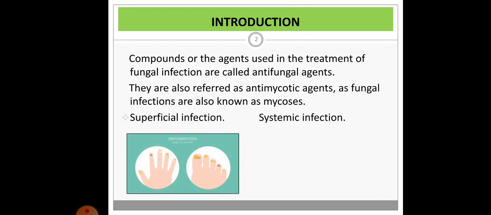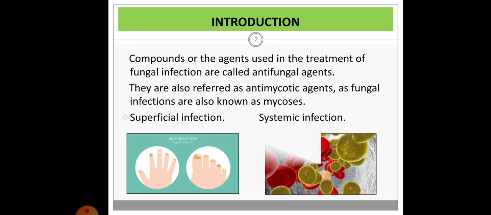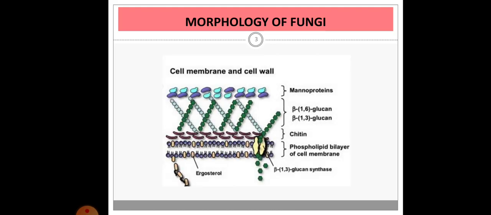This image represents a superficial infection. This image represents systemic infection. Coming to the morphology of fungi. This image shows the constituents of the cell membrane and cell wall of fungi.